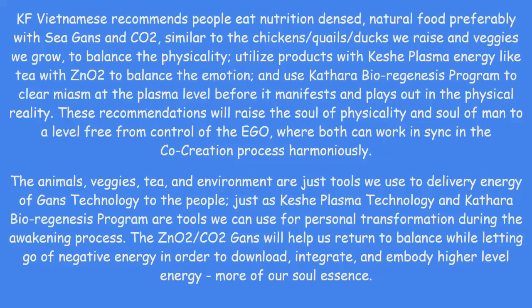To assist humanity getting back to balance at the physical, emotional and spiritual level, KF Vietnamese suggests the following solution. KF Vietnamese recommends people eat nutrition-dense food, natural food, preferably with sea GANs and CO2, similar to the chickens, quails, and ducks we raise and veggies we grow, to balance the physicality. Upgrade products with Keshe Plasma energy like tea with zinc to balance the emotion, and use the Cathar Biogenesis program to clear miasm at the plasma level before it manifests and plays out in the physical reality. This recommendation will raise the soul of physicality and soul of man to a level free from the control of the ego, where both can work in sync in the co-creation process harmoniously.